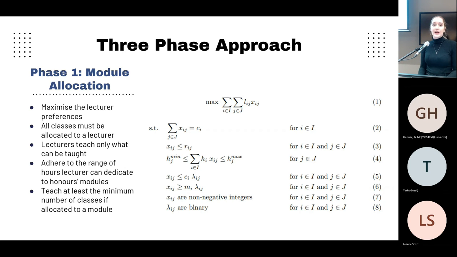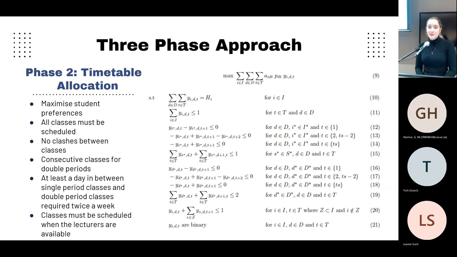And then also, when allocating a lecturer to a module, we set a minimum number of classes that they needed to teach, because this was an issue we came across when we were doing the modeling: some of the lecturers were getting allocated to one class, which is not beneficial for the lecturer or the students.